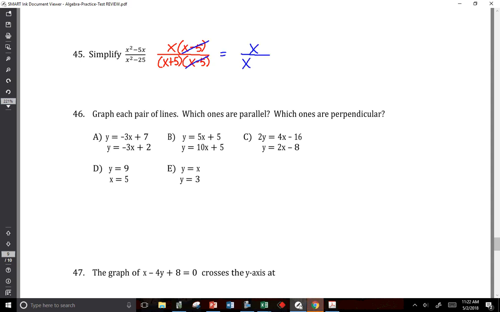Okay, so it would be on the y-axis 1, 2, 3, 4, 5, 6, 7, 8, 9. It would be a horizontal line going through 9. And what would x equals 5 look like? A vertical straight line though, right? So aren't those perpendicular? Yes.